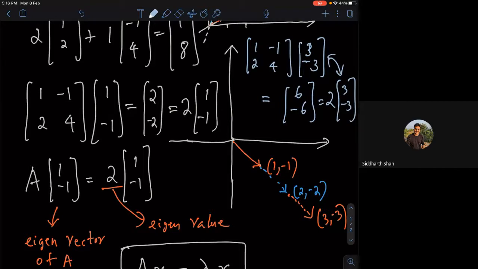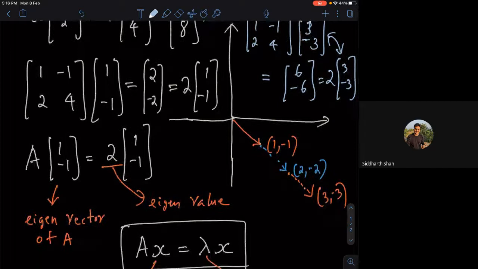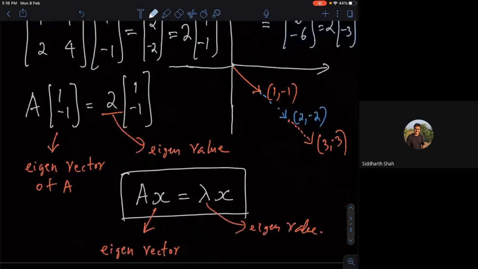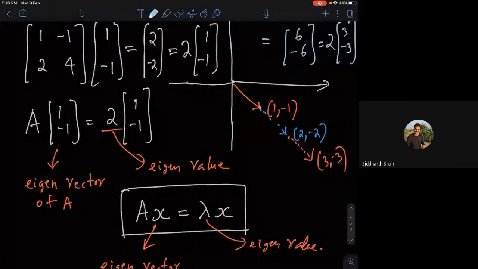So I could have picked any vector in this direction of this eigenvector, and this matrix is going to double that. So in some sense, you should think of eigenvectors as a direction and eigenvalue as the magnitude, which is right, a magnitude of change.